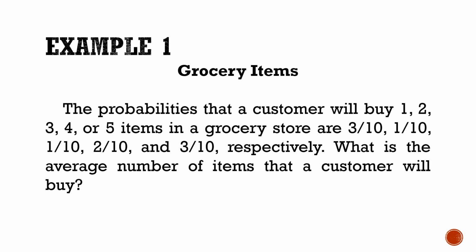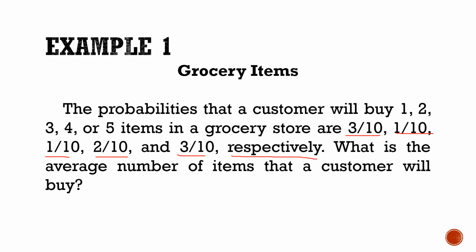To go deeper for our lesson with this video, let's go with our example number 1. The title: grocery items. The probabilities that a customer will buy 1, 2, 3, 4, or 5 items in a grocery store are 3/10, 1/10, 1/10, 2/10, and 3/10 respectively.